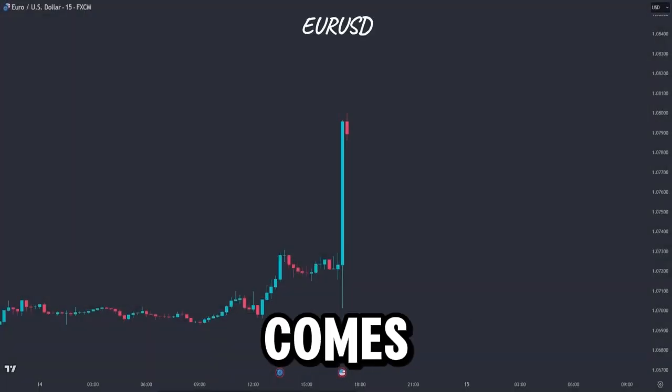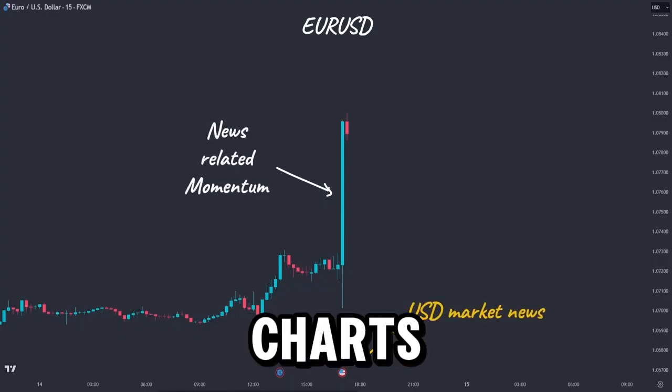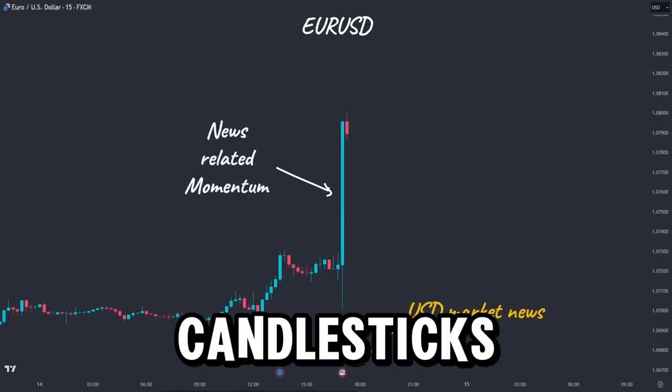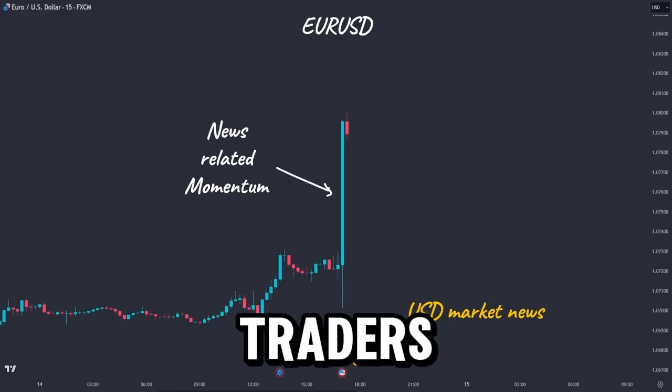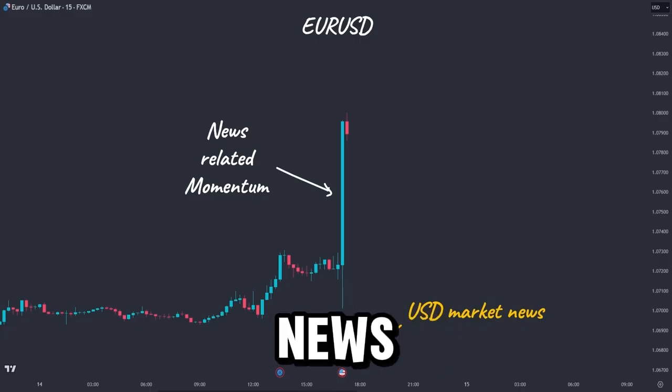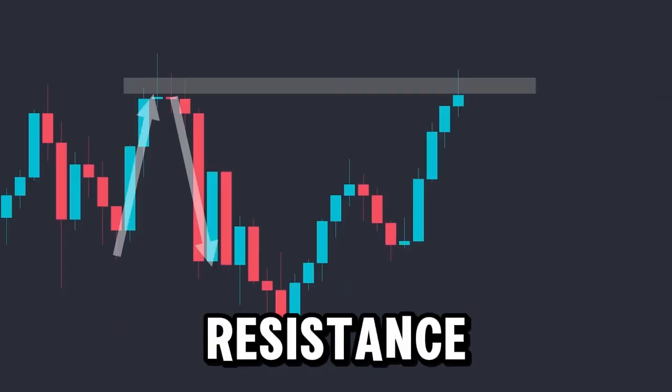When important news comes out in the Forex market and other price charts, it can cause sudden and big momentum candlesticks, regardless of the technical situation. So it's smart for traders to stay informed about upcoming economic news.